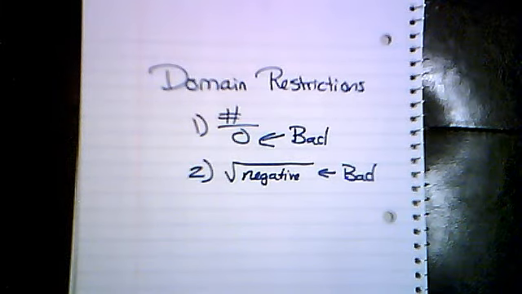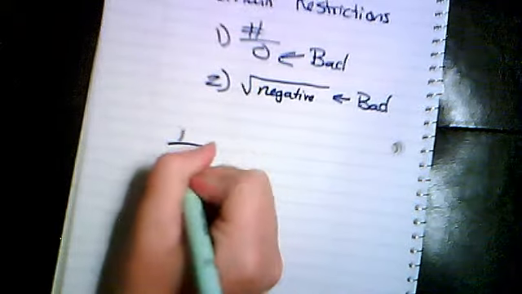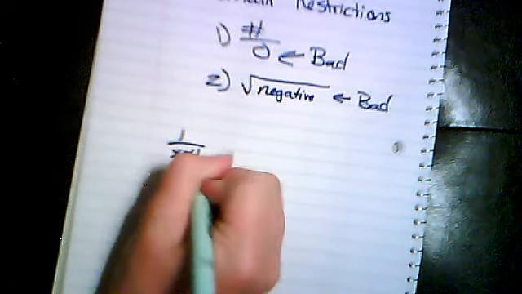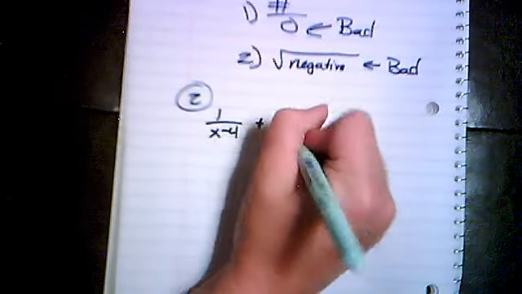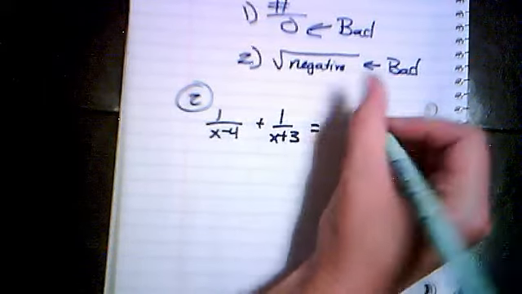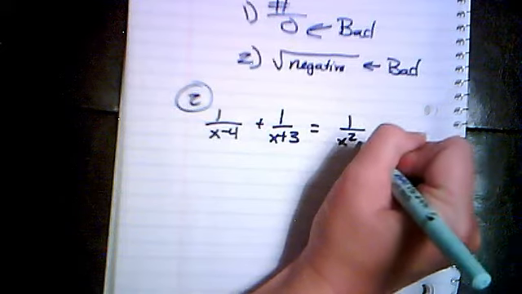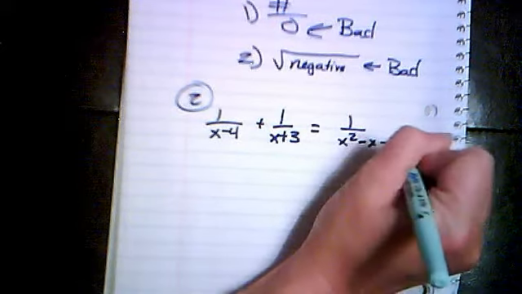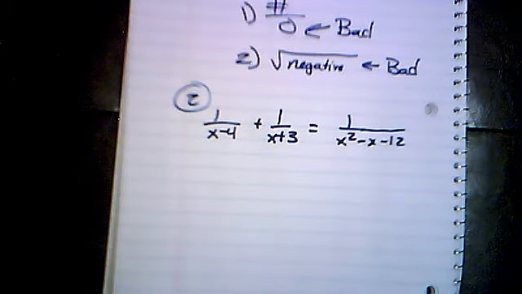So, first of all, my problem number 2 in the homework. I have 1 over x minus 4 plus 1 over x plus 3 is equal to 1 over x squared minus x minus 12. So let's talk domain restrictions.